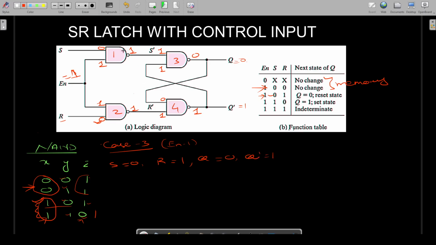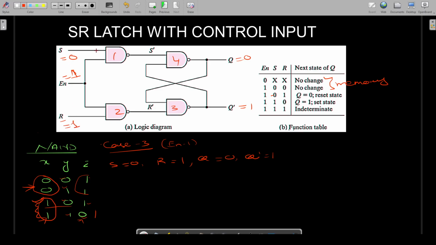Now what will happen? Let's see in the latch what the output will be. So this is NAND gate 1, 2, 3 and 4 here, and we are taking Q equals 0, Q dash equals 1. What input S and R am I taking? S equals 0 and R equals 1.